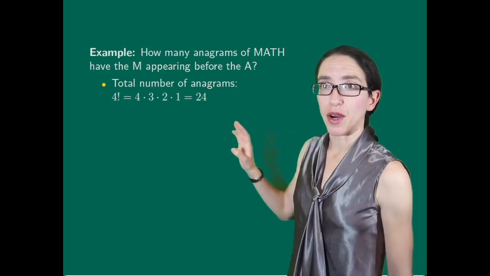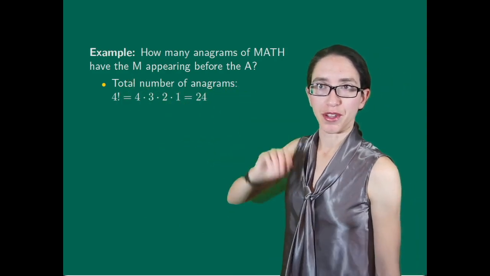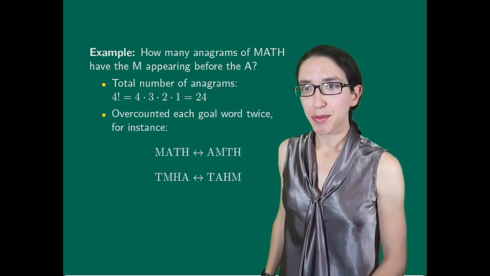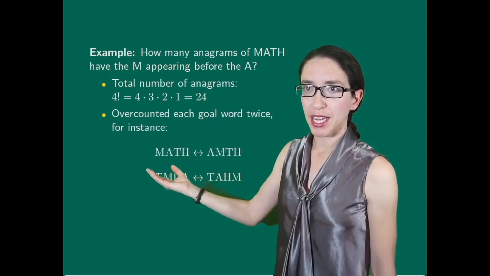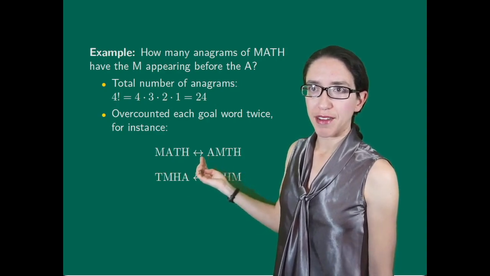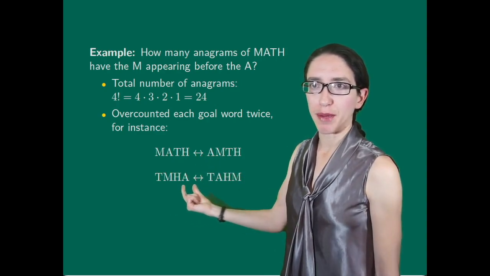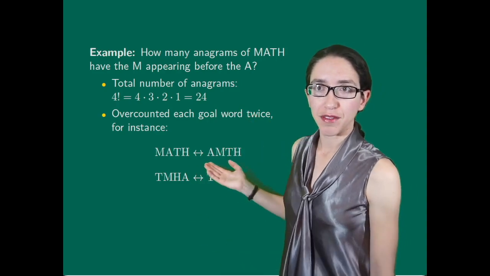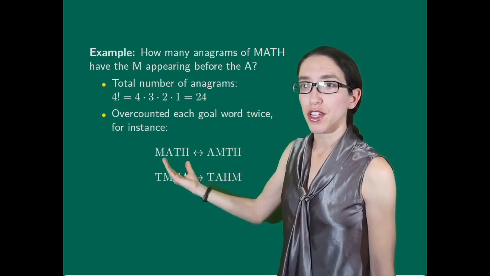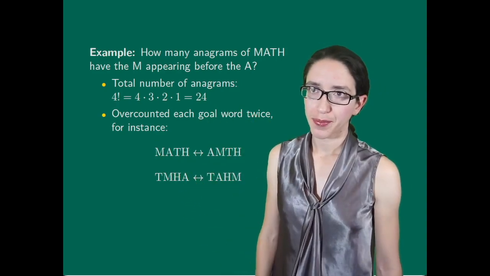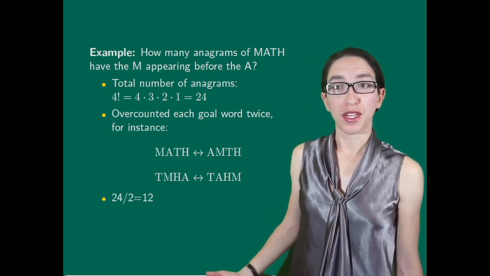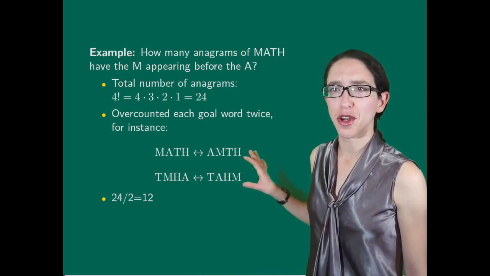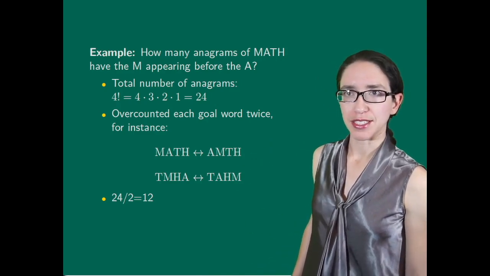But we want to count how many have the M appearing before the A. I claim that we overcounted by a factor of 2, and that's because we can match up the ones that have M before A with the ones that have A before M by just switching the M and A in that word. And so actually there's twice as many that have any possibility as there are that just have the M before the A. And so we can just take 24 divided by 2 and we get our answer. There are 12.